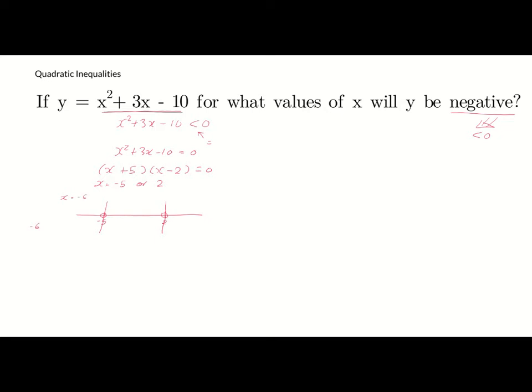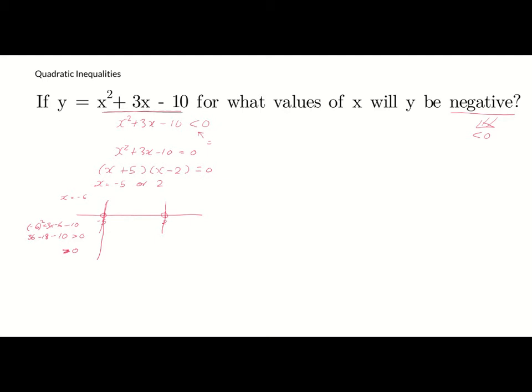So we've got negative 6 squared plus 3 times negative 6 minus 10. So that works out to be 36 minus 18 minus 10. So that's 36 take away 28. So we know that's going to be above 0. So this region here, when x is less than negative 5, is going to be above 0. Okay, so that does not satisfy the criteria for y to be negative.